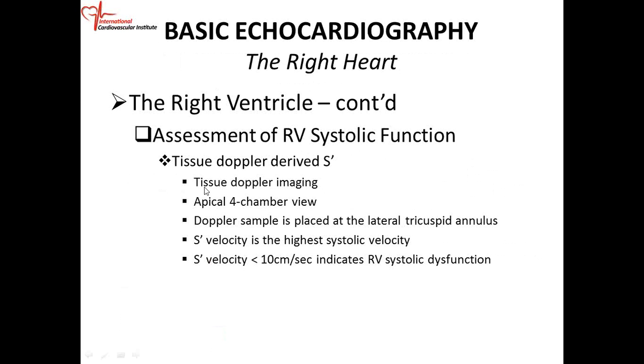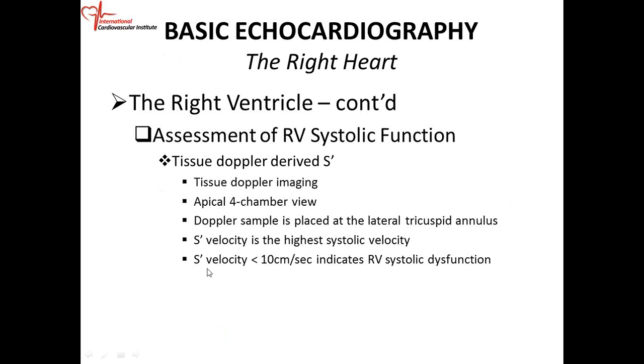So tissue Doppler imaging, apical four-chamber view, just the same. The Doppler sample volume is placed at the lateral tricuspid annulus. Just like you're doing TAPSE, everything is the same. Your cursor is placed at the lateral tricuspid annulus, but instead of pressing M-mode, you're going to press either your tissue Doppler or your PW Doppler, and get your tissue Doppler from the PW Doppler. Remember, tissue Doppler is a form of PW Doppler. The S prime is the highest systolic velocity.